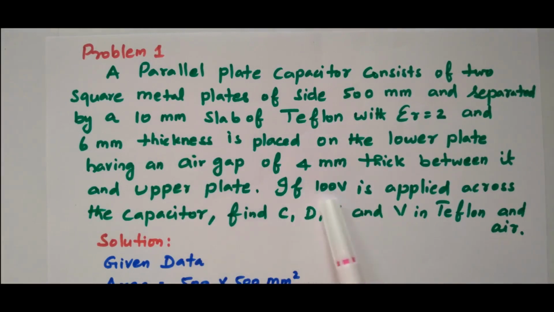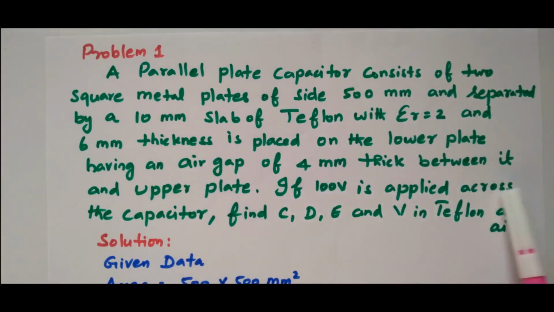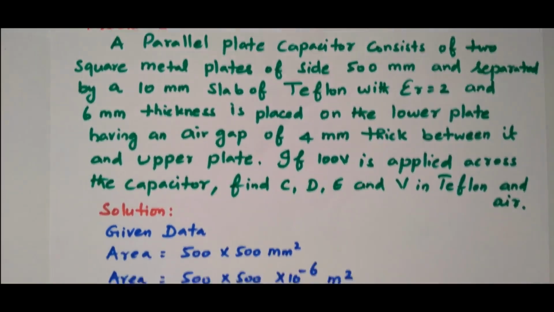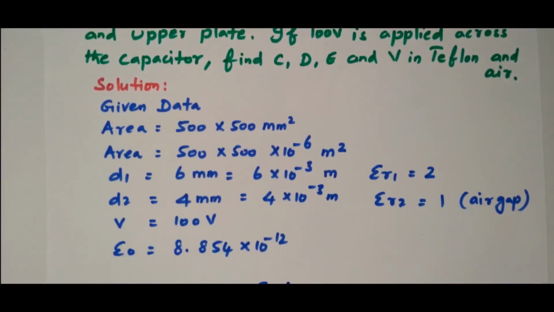The voltage applied is 100 volts. We need to find capacitance, displacement density, electric field intensity and voltage in both Teflon as well as air. We need to find all these parameters for Teflon as well as air, right? Now we'll see the given data. What are the data given?